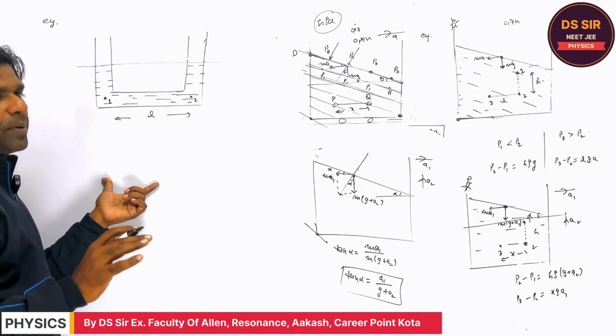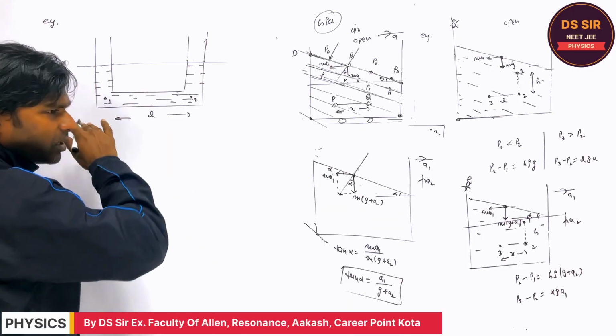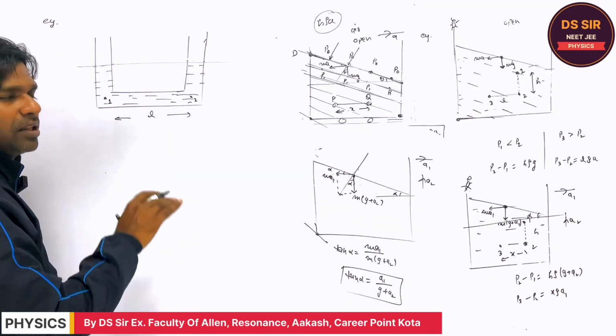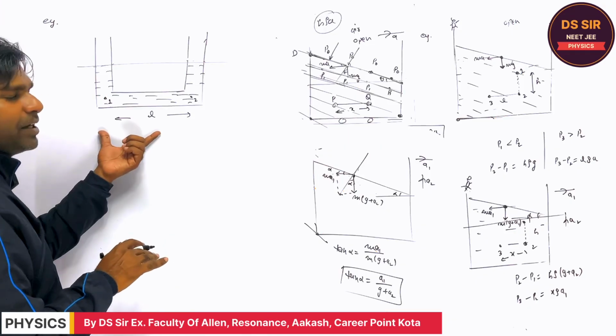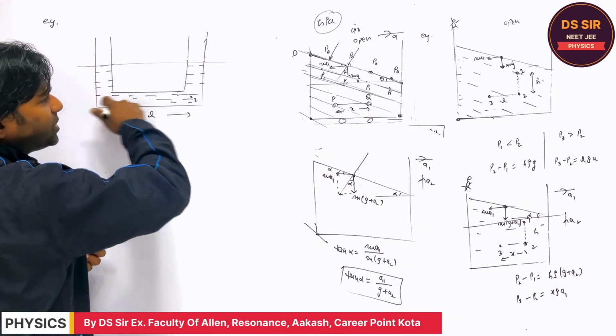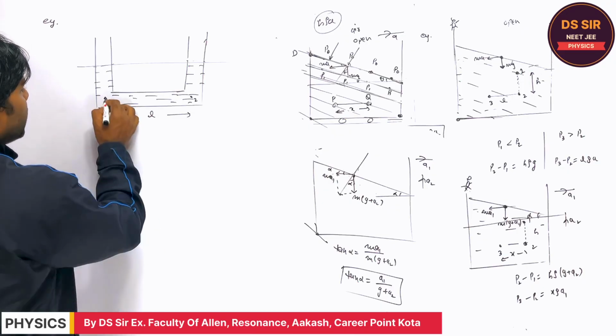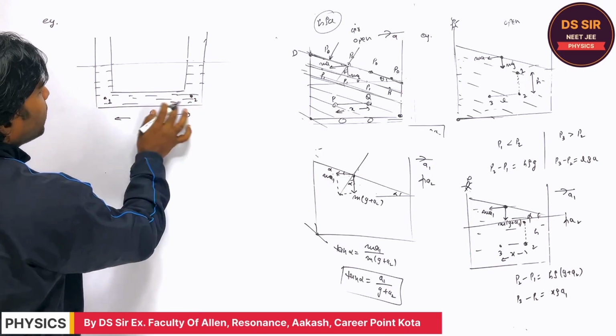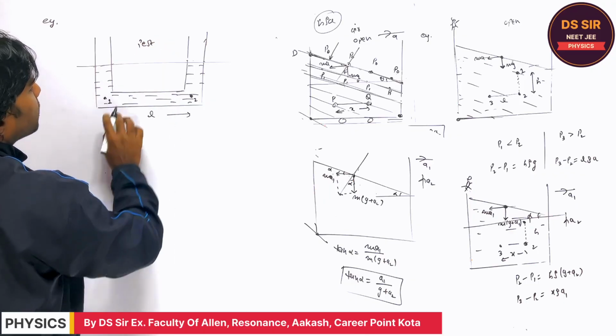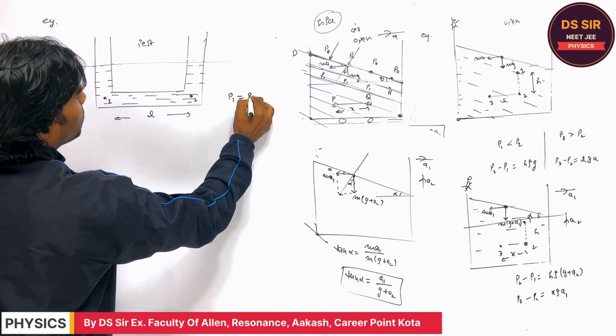The hydrostatic paradox says that in a liquid at rest, or a non-accelerated fluid, the pressure is the same at the same horizontal line in the same liquid, right? So what is the relation between P1 and P2 if it is at rest? You tell me. P1 is equal to P2.